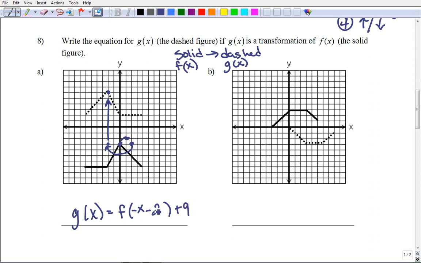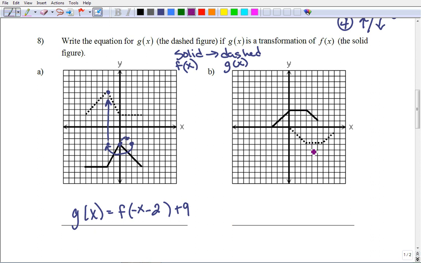So check it again. Remember your order. So we go to the right 2. So there's 1, 2. Then reflect it over the y-axis. So that's over here. And then up 9. Be careful with those.